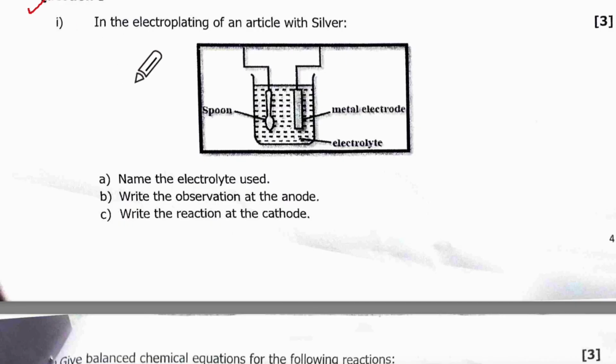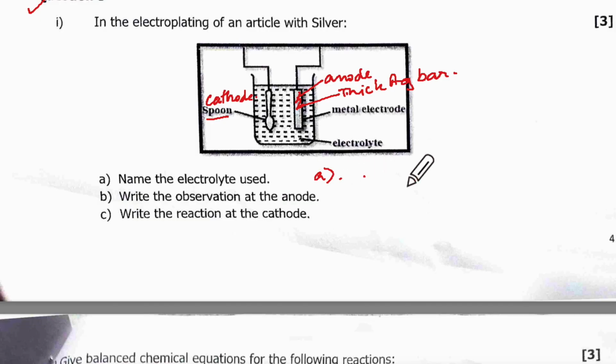Question number 5 of Section B. In electroplating of an article with silver, remember the spoon, that will have to be the cathode. The cathode is the article to be electroplated. So this will be your anode, and the anode will have to be the thick silver bar. I'm just writing Ag bar. Name the electrolyte used. What is our electrolyte? Sodium argentocyanide, correct?